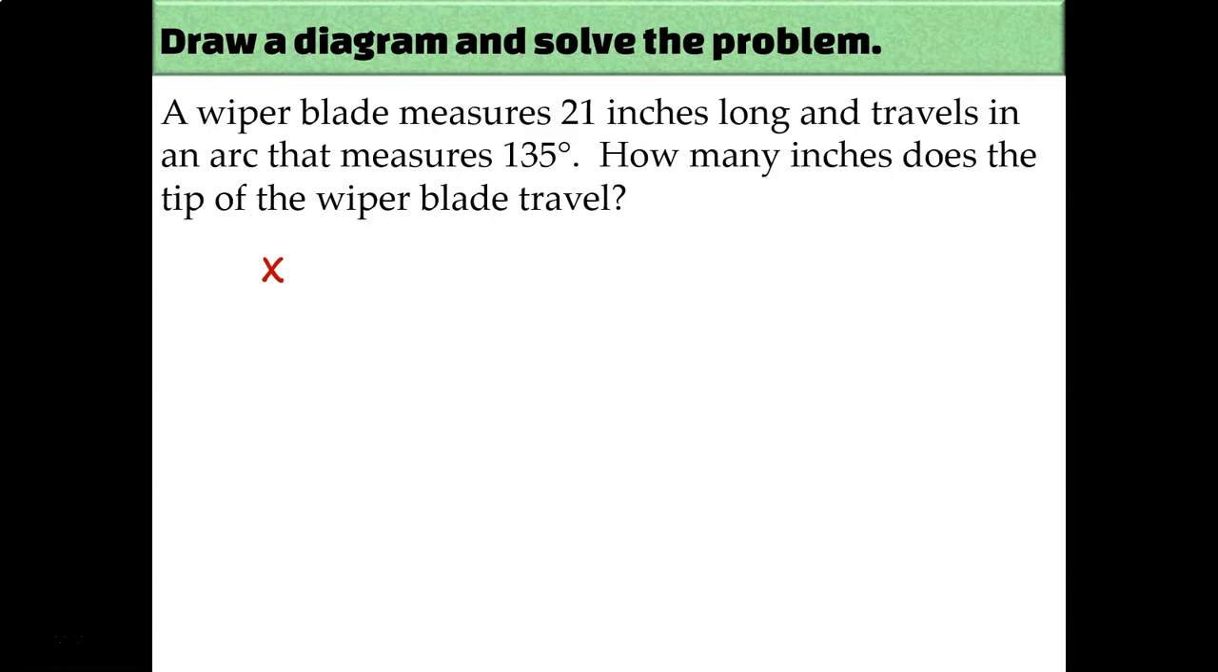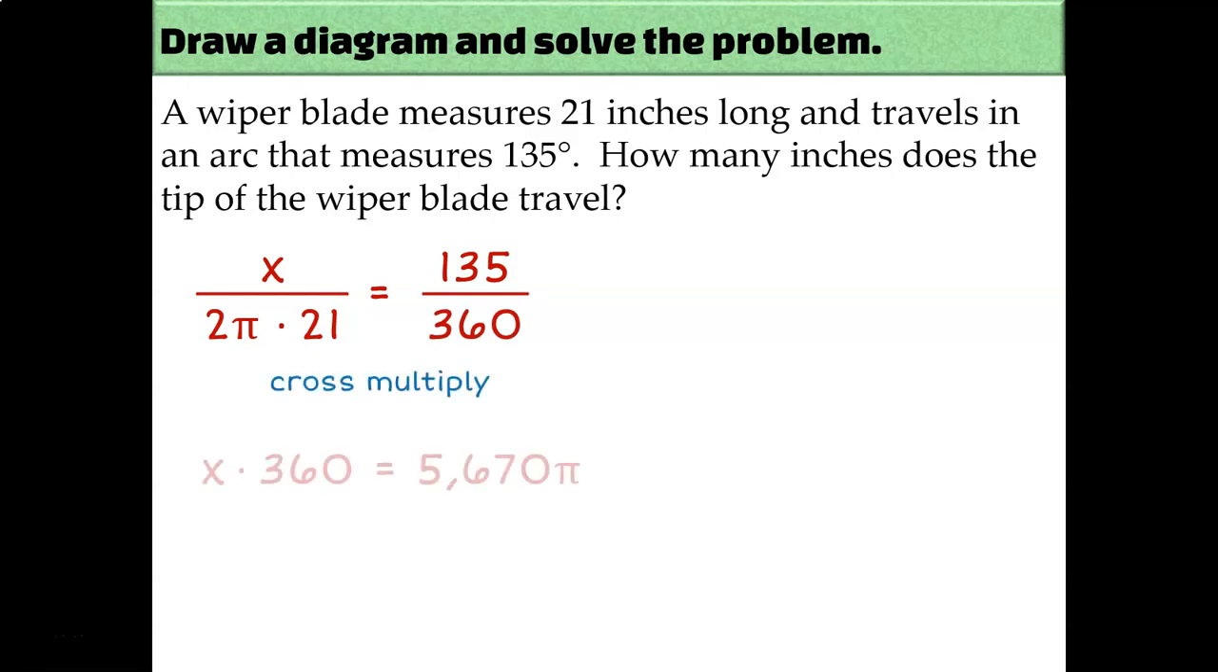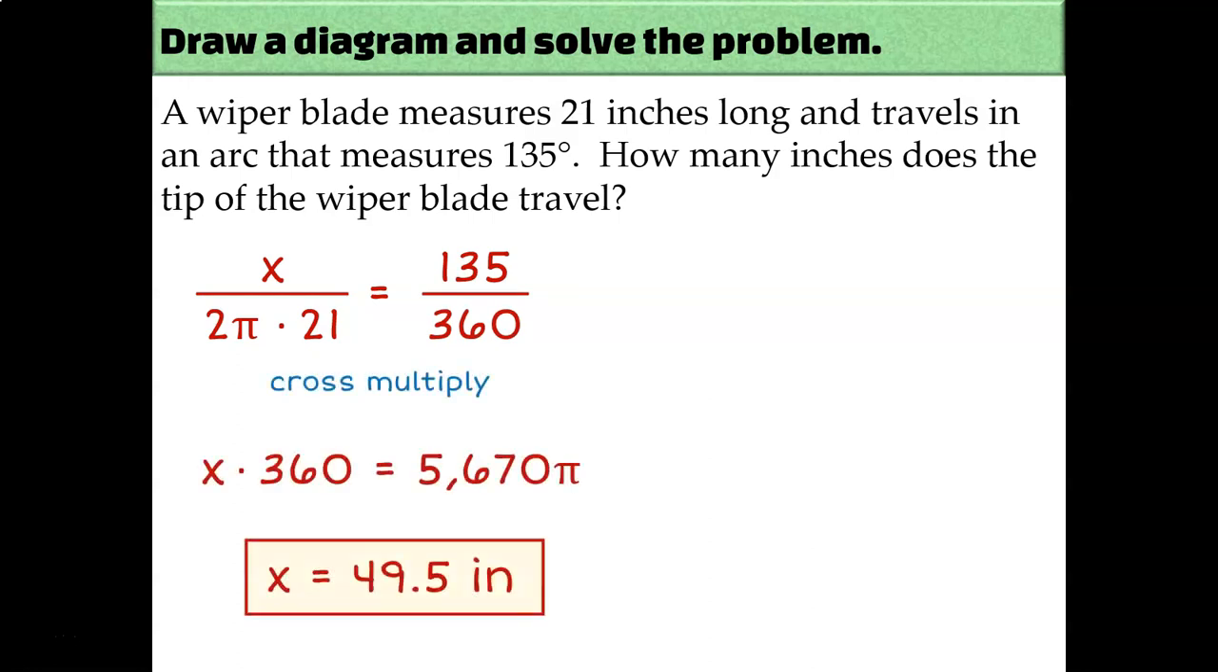I know that wiper blades don't go all the way around in a circle because then it would go through your engine block and that would not be good. But if it did, you could imagine that the wiper blade was a radius. So I have 2 pi times 21. And we're told that the degree measure of that arc that the wiper blade travels in is 135 degrees, and of course the degree measure of a whole circle is 360. So cross multiply and solve, and we find out that the wiper blade travels approximately 49.5 inches as it travels across your windshield.